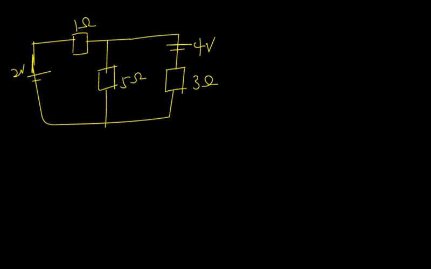I know this is very ugly, but let's just manage it. Okay, so we have 4 volts over here. Then at this side we have 2 volts over here. We have this resistor, okay, 1 ohm. We have another resistor, 5 ohms, and we have this one, 3 ohms over here.